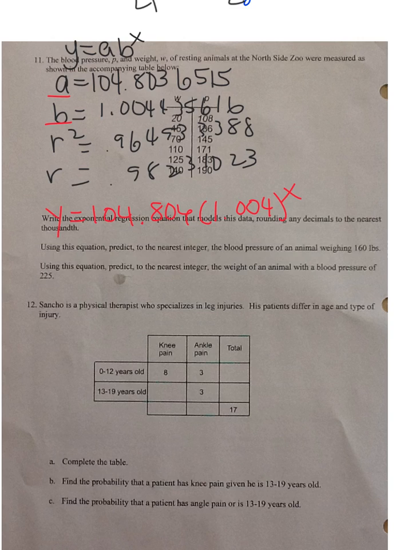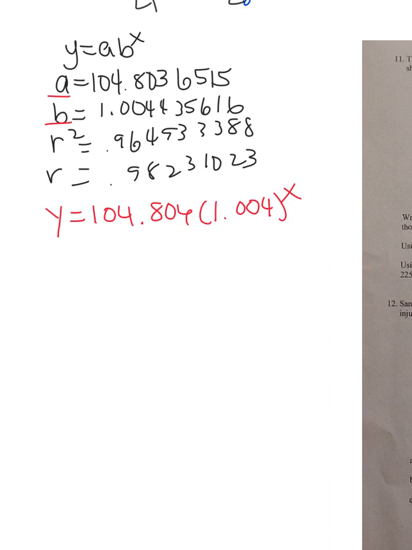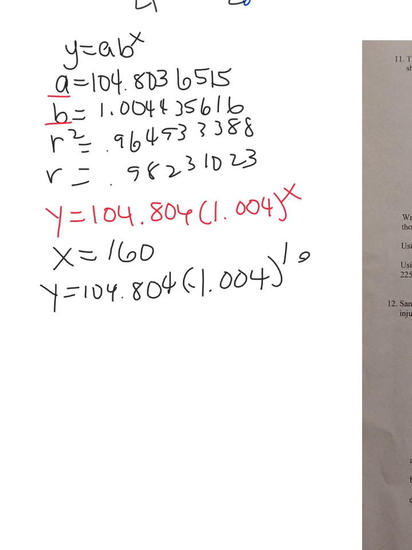Okay, the next part says, using this equation, predict to the nearest integer the blood pressure, so I'm solving for Y, of an animal that weighs 160 pounds. That means my X, because that was my weight, X is equal to 160. So just plug it in. Y equals 104.804 times 1.004 raised to 160. Plug that into your calculator, and the blood pressure would be 199.